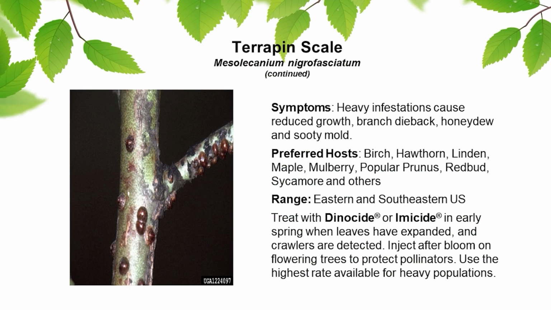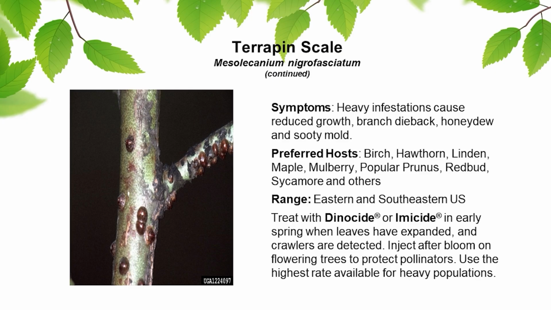Heavy infestations of terrapin scale cause reduced growth, branch dieback, honeydew, and sooty mold. The preferred hosts of terrapin scale are birch, hawthorn, linden, maple, mulberry, poplar, prunus, redbud, sycamore, and others. They may be found in the eastern and southeastern United States.